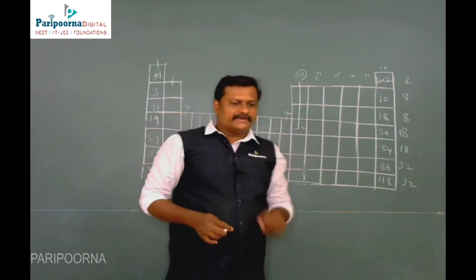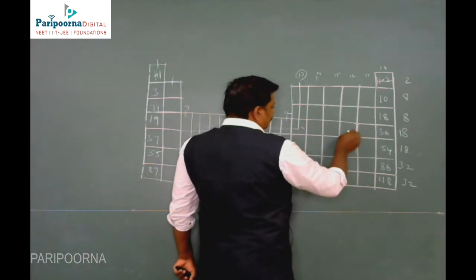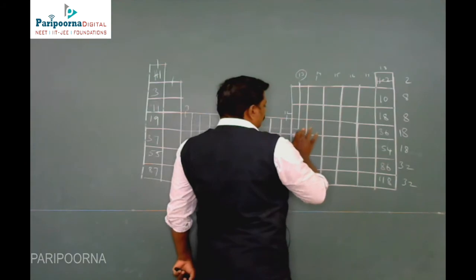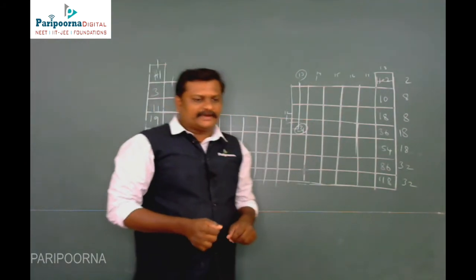But what is the atomic number? You can come in the reverse manner: 35, 34, 33, 32, 31. So this is the atomic number of this element, right?